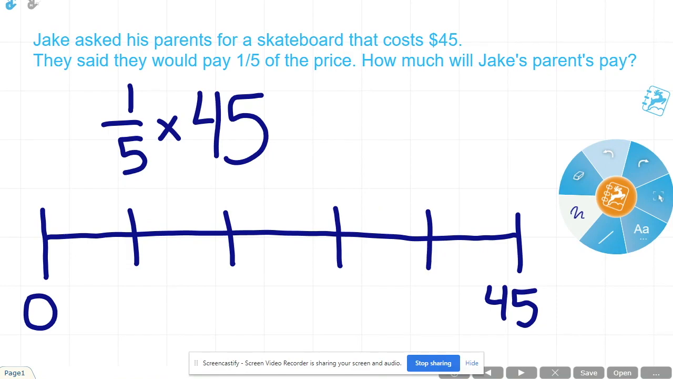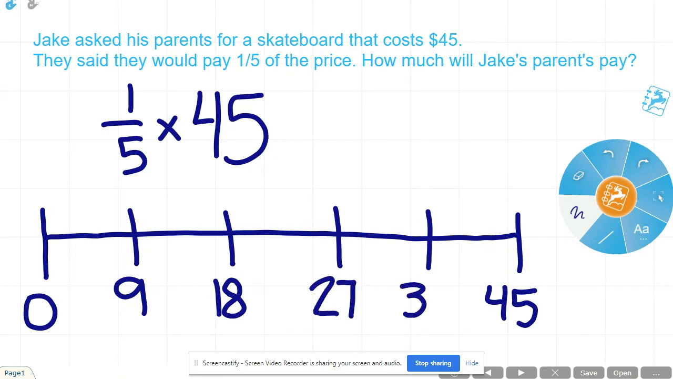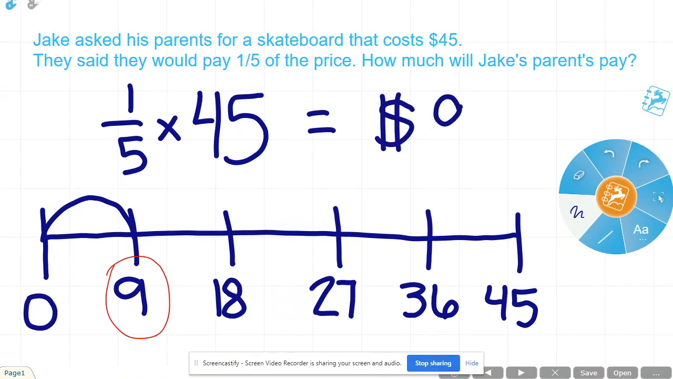So in order to find out what that amount is, we've got to divide 45 into 5 equal parts. So if you have 45 divided by 5, what does that give us? 9. So we're going to skip count by 9s. 9 times 1, 9. 9 times 2, 18. 9 times 3, 27. 9 times 4, 36. His parents have agreed to pay 1/5. So that means they are going to pay how much money? $9. So the answer to our question would be $9.